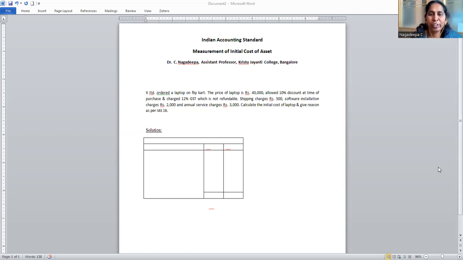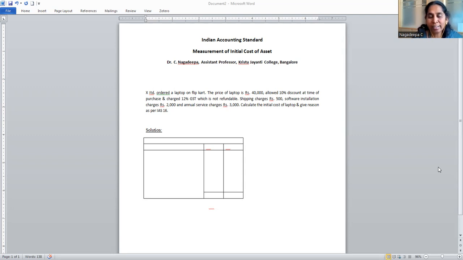Good day, students. Today we are going to see a part of Indian Accounting Standard, which is how to measure the initial cost of assets. Whenever you measure the cost of a particular asset, we have to consider the expenses from the cost of the asset till the asset is getting ready to produce your product. That means up to the stage where the asset is ready for production. Whatever expenses happen up to that point are considered as the cost of the asset.